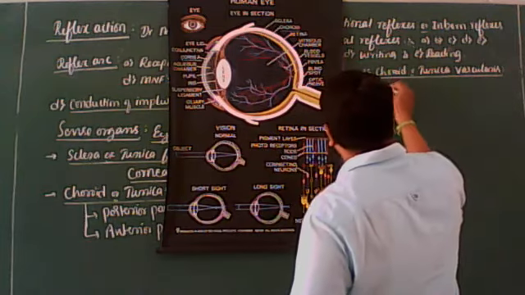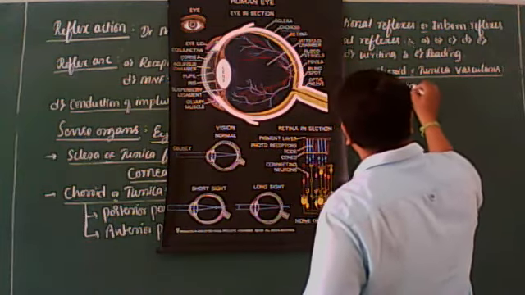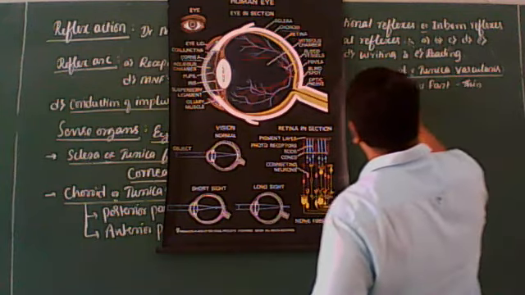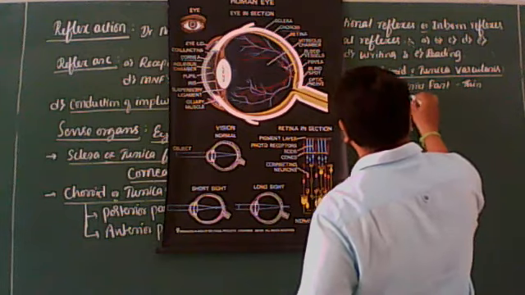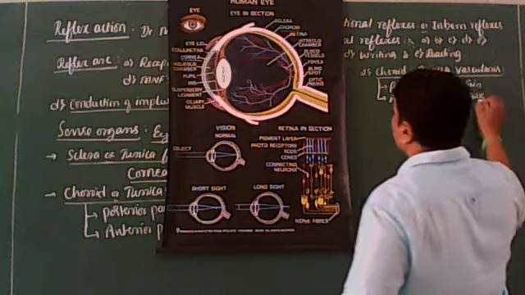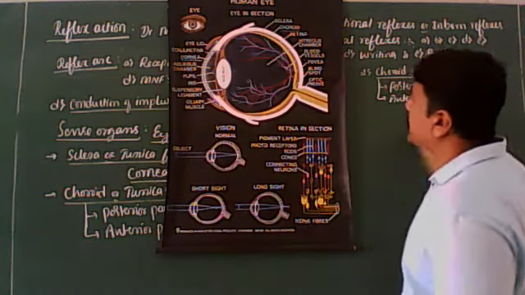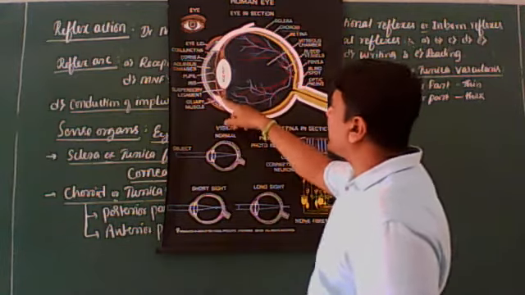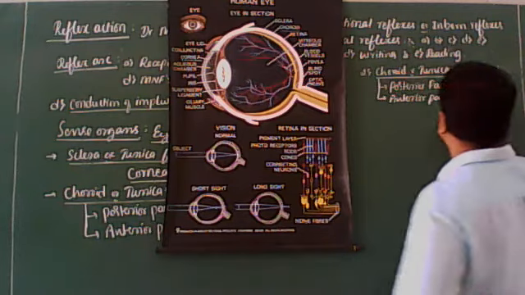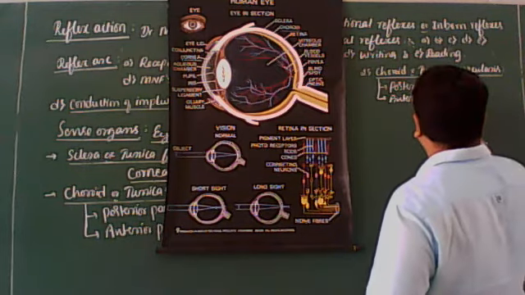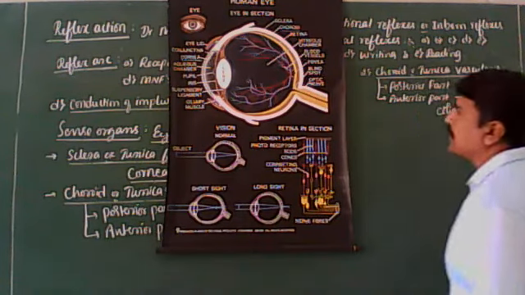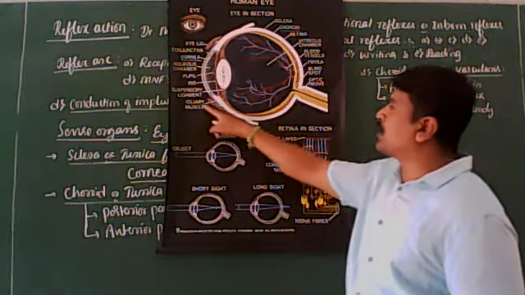It has two parts, namely the posterior part, which is thin, and the anterior part, which is thick. So it has two parts, the posterior part and the anterior part. The anterior part is thick and forms the ciliary body.